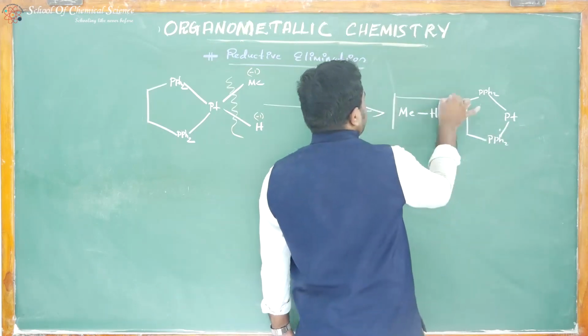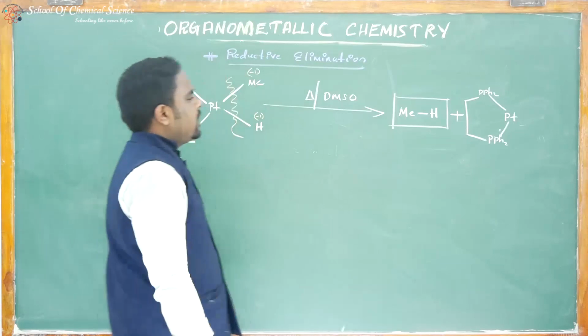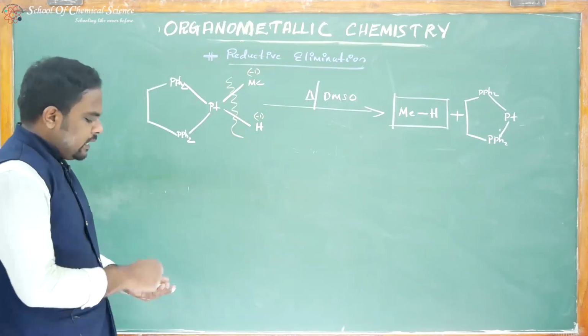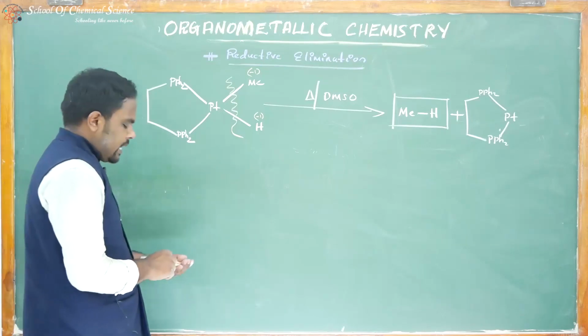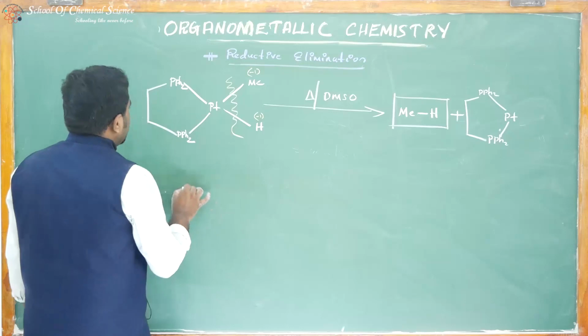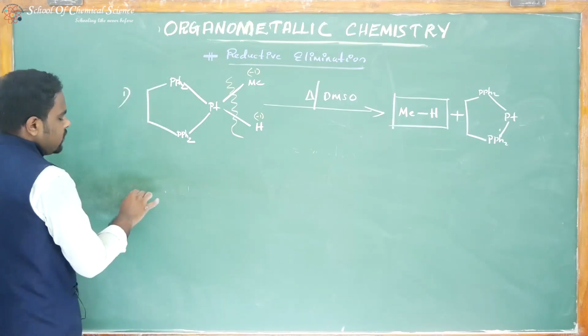Okay, your main product is methane. So that will be your product. Okay, then another example, tungsten. Write another example, tungsten. This is example 1.